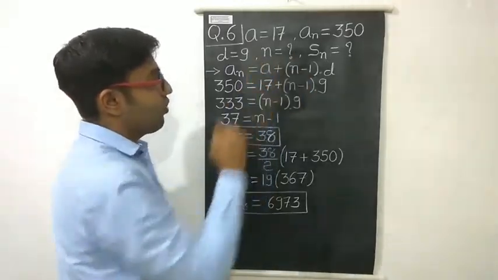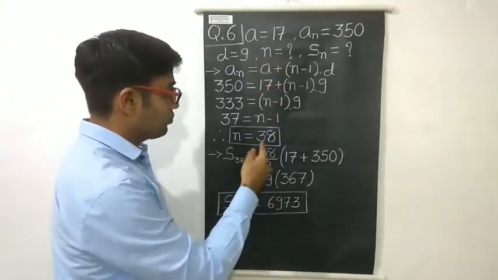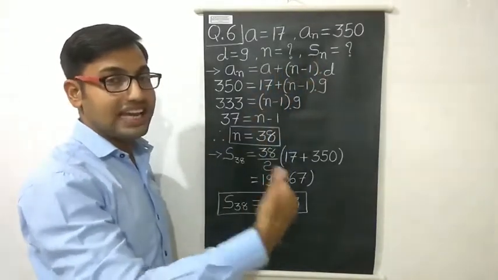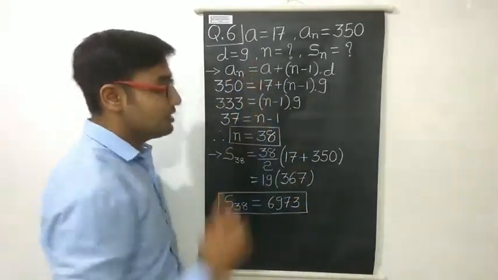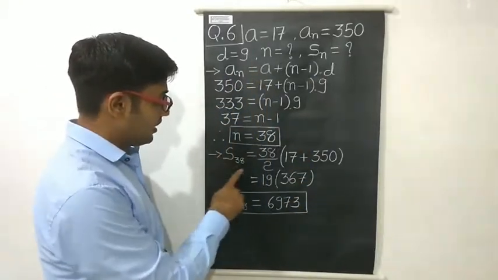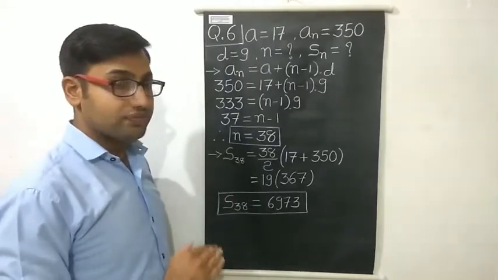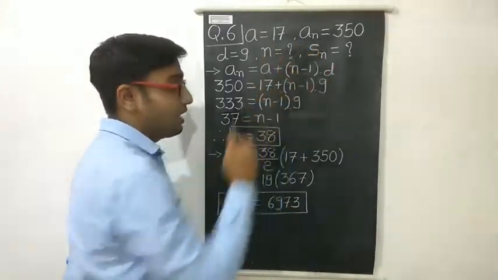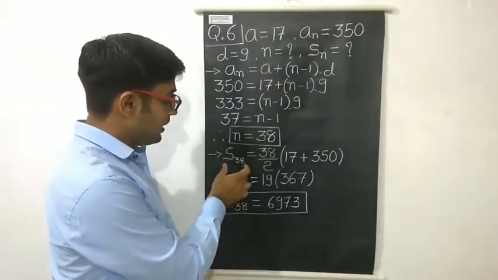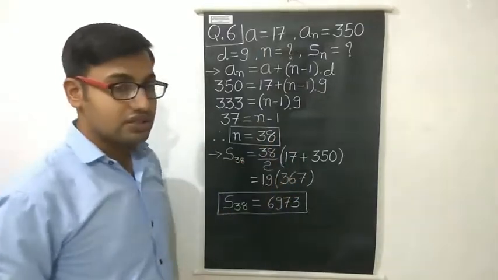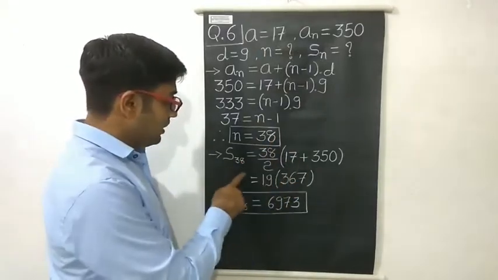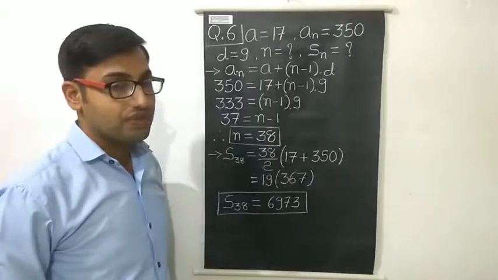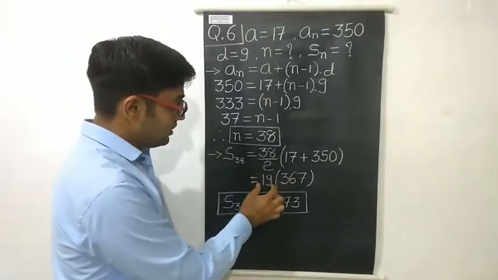Now we have this value of n, that is equal to 38. That means we have to find the sum of the first 38 terms of this AP. So we can write S38 is equal to, using the formula in which the first term and last term are known. So we can use this formula, Sn is equal to n by 2 into a plus An. Now put the values: S38 is equal to 38 upon 2, a is equal to 17, and An is equal to 350. Now this is 19.